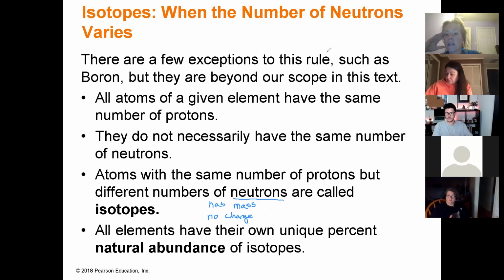So all elements have their own unique percent of what we call natural abundance of isotopes. Certain isotopes just naturally form more than other isotopes. So let's look at neon. And there are two types of isotopes. There's radioactive isotopes and stable isotopes. Radioactive isotopes are isotopes that have a certain number of neutrons that are just unstable and they want to decay or break apart. Stable isotopes are happy and they don't want to break apart.